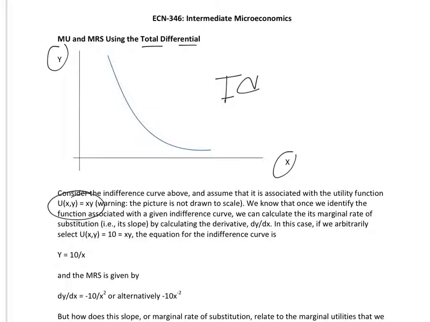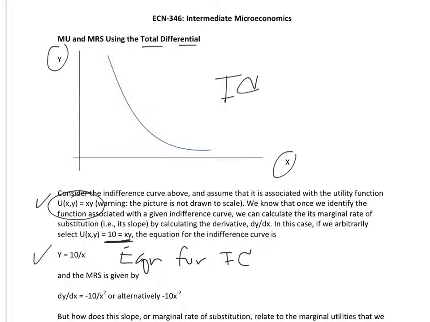We know that our typical approach to drawing an indifference curve, once we're given this utility function, is to set the utility level equal to a fixed number, and then to solve for y. So here is y equals 10 divided by x, and that is the equation for our indifference curve, right?